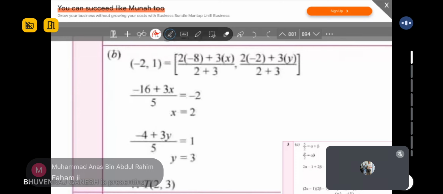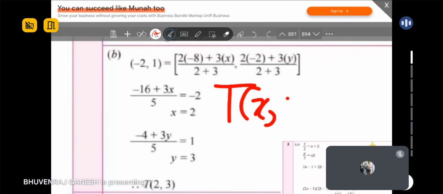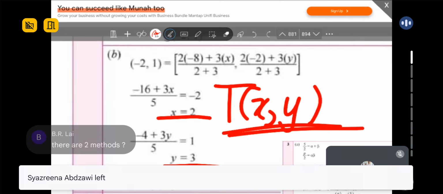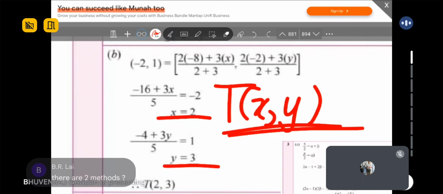Okay, guys. So, can you all understand? So, over here, we just make an assumption. The coordinate of T is XY. Okay, kita buat anggapan ni. So, we just have to find the X and Y value. Okay, then kita akan dapat jawapan untuk coordinate T.